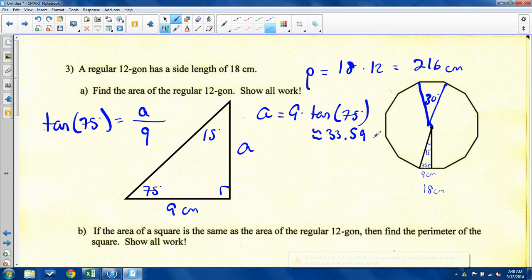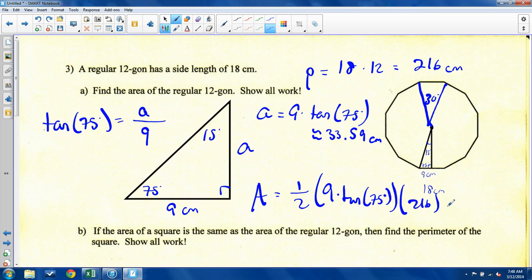But remember, I don't want to use that approximation when I find the area. So I'm going to use what I left in my calculator, which is 33.588455727, to do my 1/2 apothem times perimeter. So 1/2, 9 times tangent of 75 degrees times 216, apothem times perimeter. And that divided by 2 times 216, I get about 3,627.55 square centimeters.